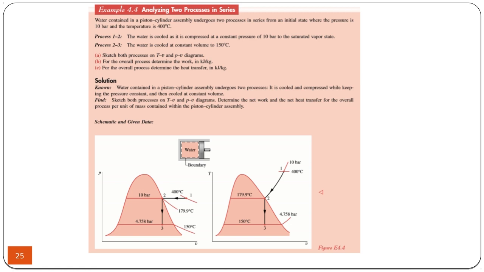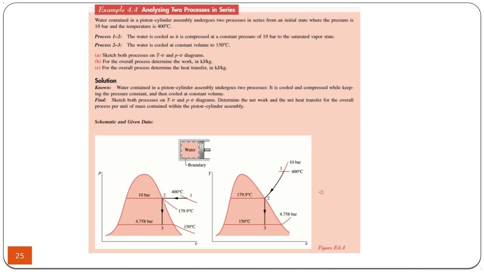So the first process is to cool down a 400 Celsius superheated vapor to saturated vapor. You can find the temperature of the saturated vapor at 10 bars from the table. So it doesn't have to be given to you. This 180 doesn't have to be given to you. You can find it from the table. Then, as a second process, it's cooled down to 150 Celsius in constant pressure.